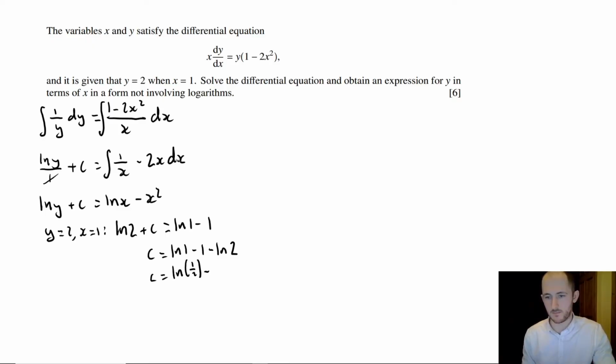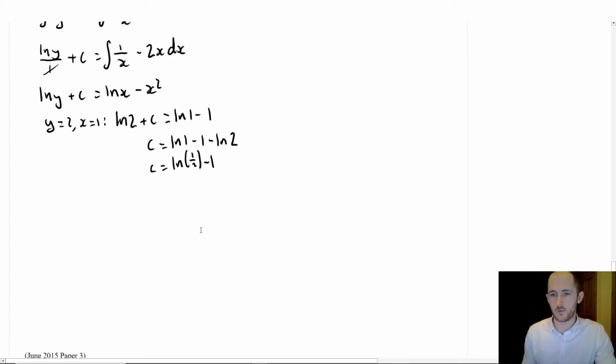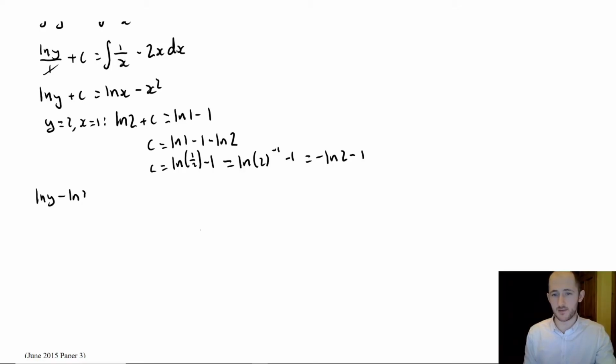half minus 1. Now, we tend to not have ln's of fractions, so what we can do is actually make this the same as ln 2 to the minus 1, which is the same as doing minus ln 2 minus 1. Pretty nifty, right? So now we have ln y, then all of this stuff, we have minus ln 2 minus 1 equals ln x minus x squared. So that's what we have at the moment.